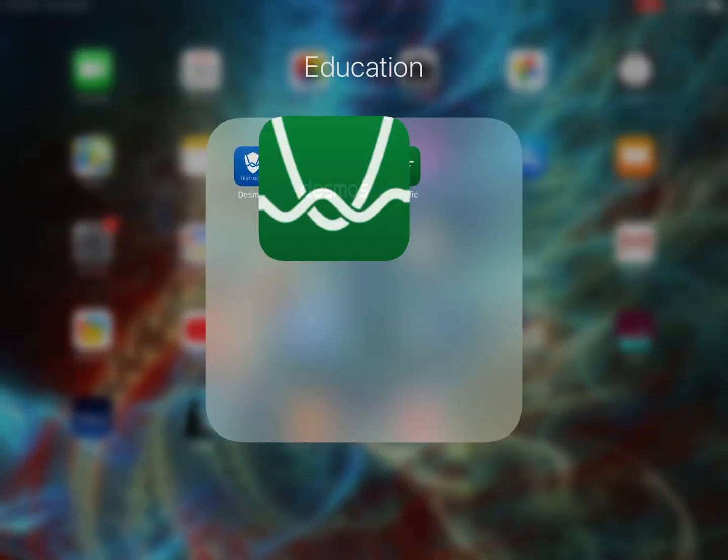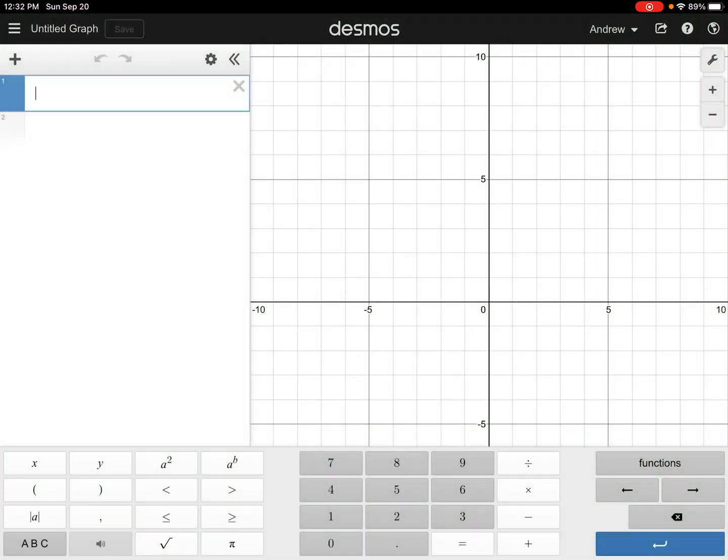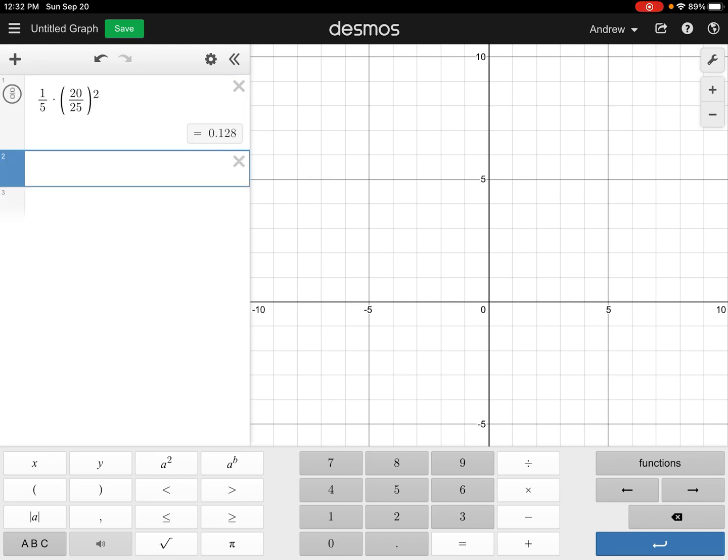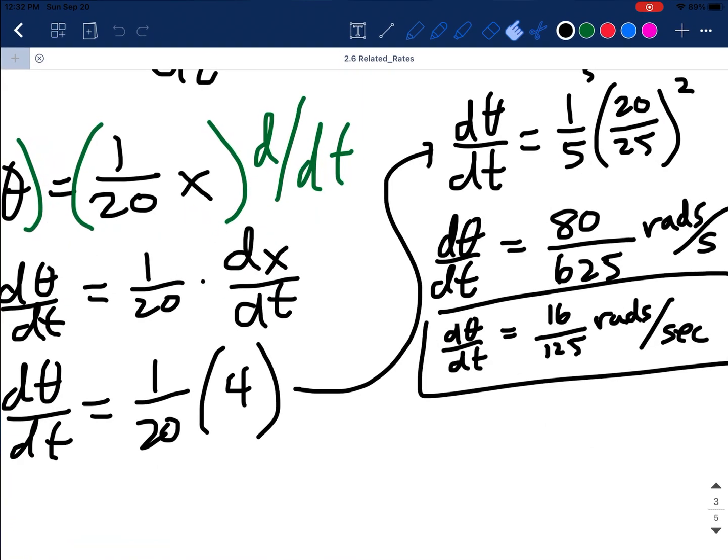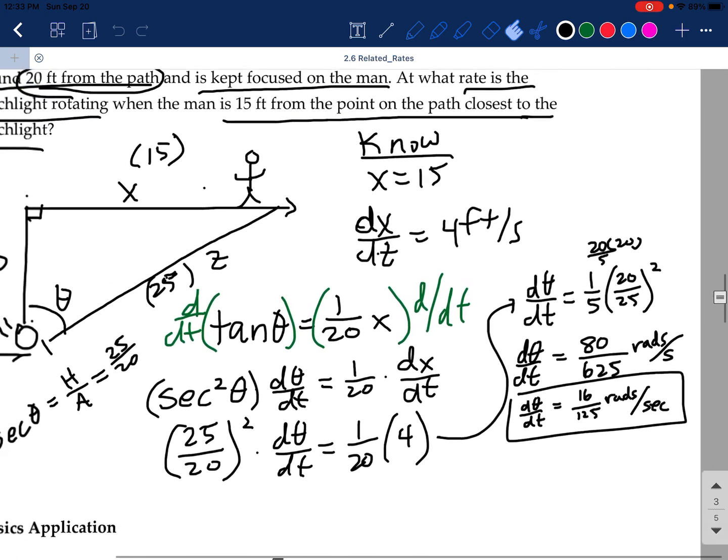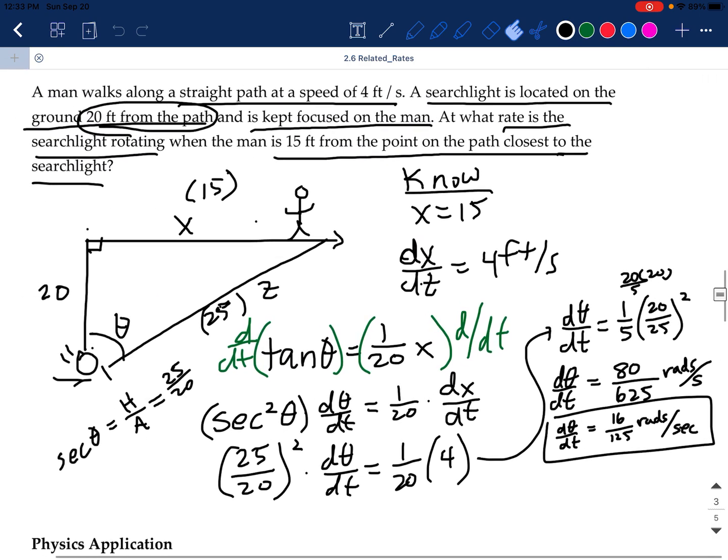Let's go ahead and double check that. So we've got 1/5 times 20 divided by 25 squared, which is 0.128, which is 16 divided by 125. Perfect. All right. Yeah, so we'll get 16 over 125 radians per second.